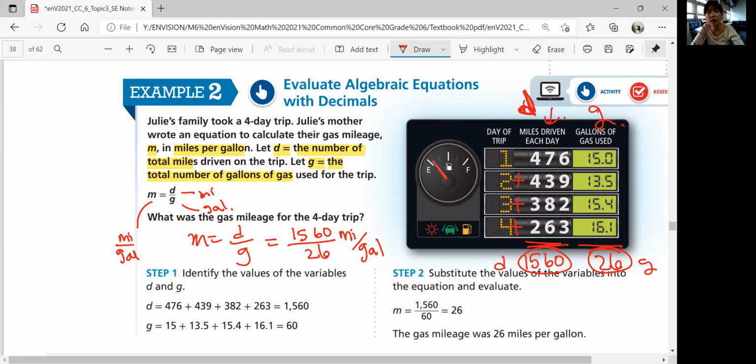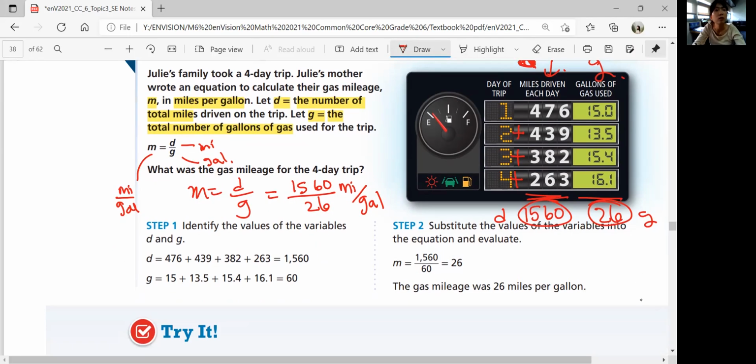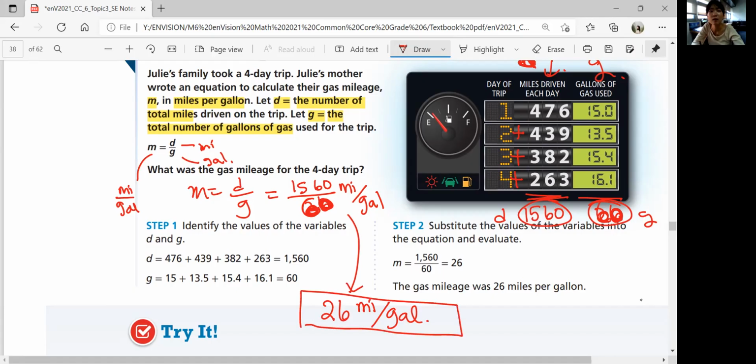And you can simplify. Can you divide 1560 by 26? Wait, is that 26? No, that's 60. I'm sorry. Okay. And so if you divide 1560 by 60, then you get 26. Okay, that's equal to 26 miles per gallon. So the gas mileage was 26 miles per gallon.